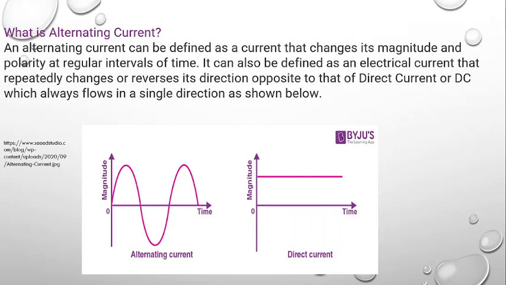What is alternating current? An alternating current can be defined as a current that changes its magnitude and polarity at regular intervals of time. It can also be defined as an electrical current that repeatedly changes or reverses its direction, opposite to the direct current or DC, which always flows in a single direction as shown below.